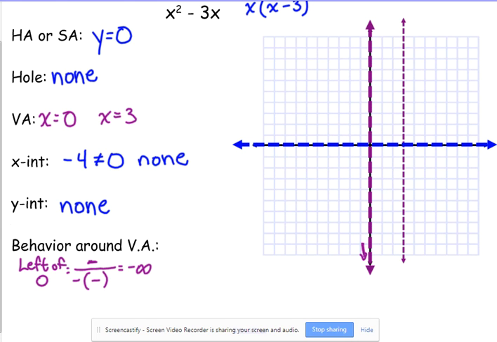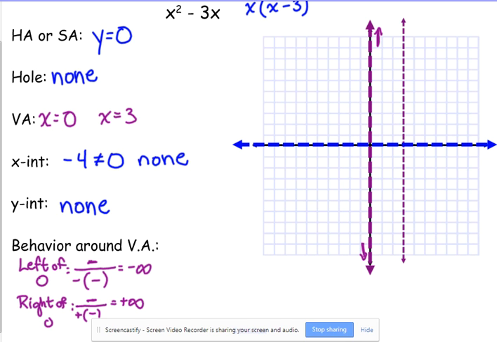Let's check the right. Okay, so plugging in positive 0.5. We've still always got a negative on top because it's -4. Okay, x is now positive. 0.5 minus 3 is going to be negative. So negative over a negative gives us positive. So to the right of 0, we're going to positive infinity.